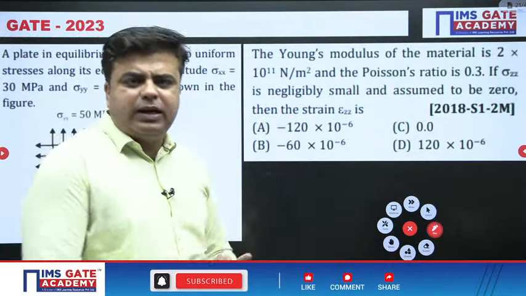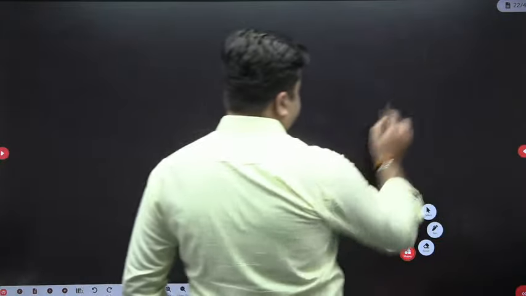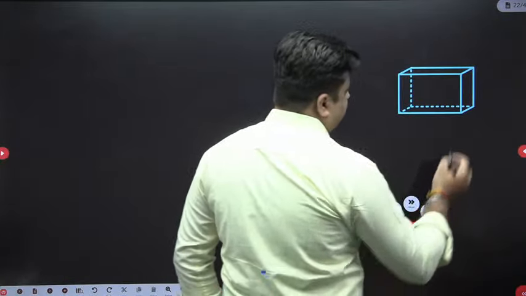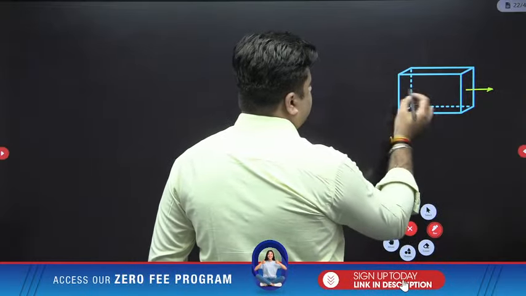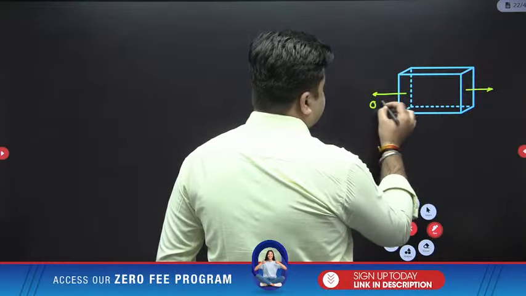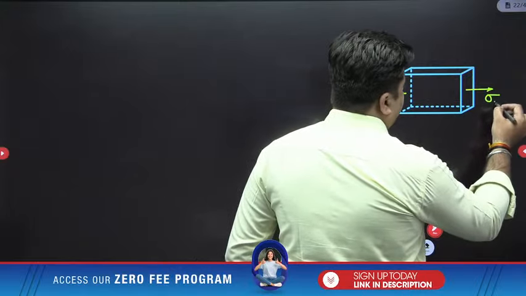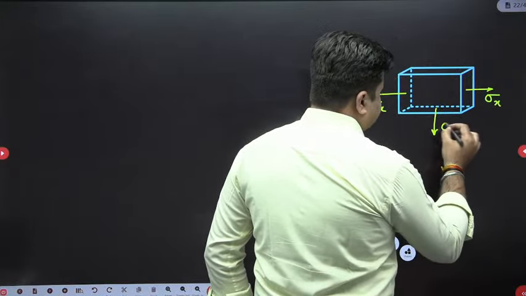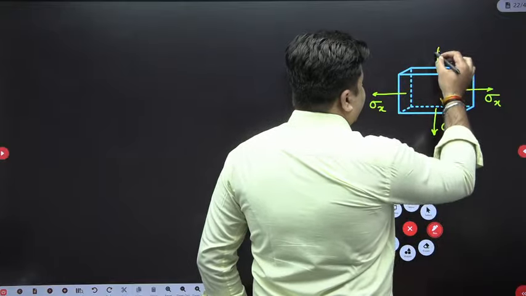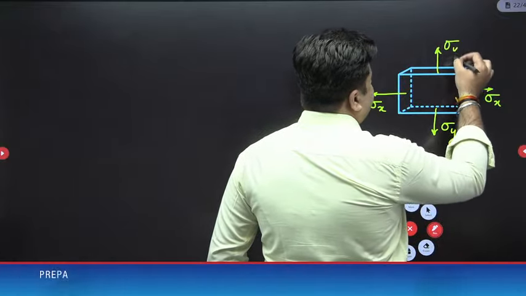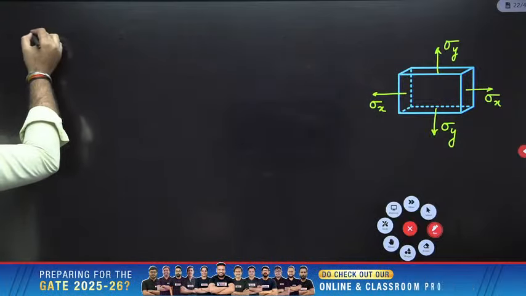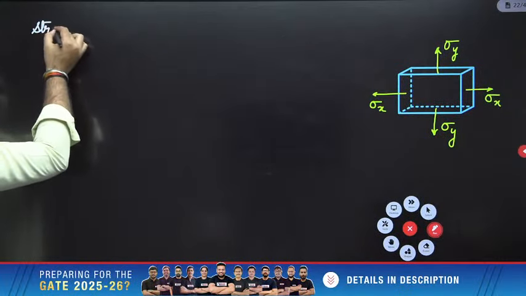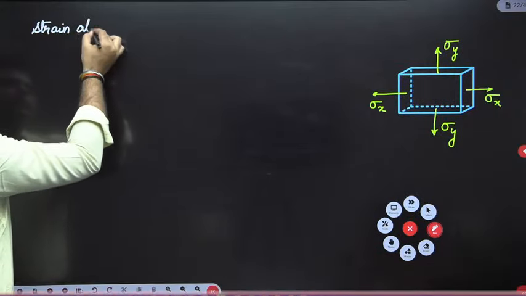So a very simple case is given to you. Let's see this. This is your stressed element. For this element, the values of sigma x and sigma y are given to you. This is sigma x, and this is sigma y. And they are asking to write down the strain along z direction.